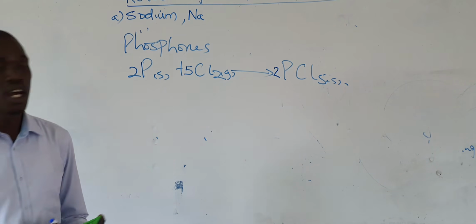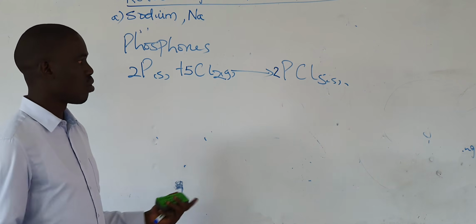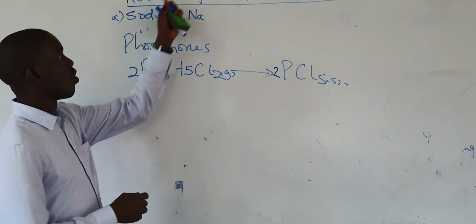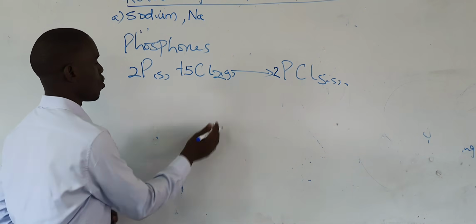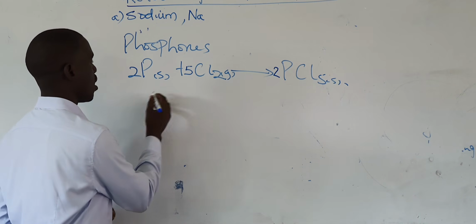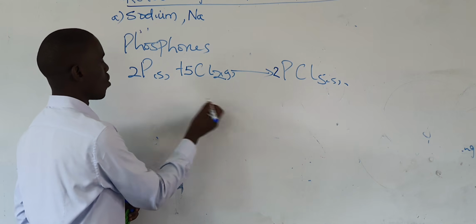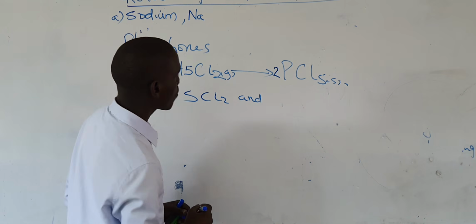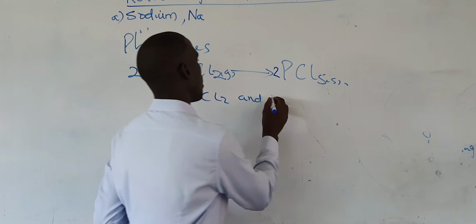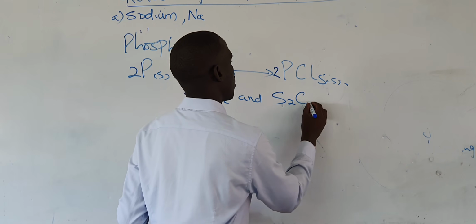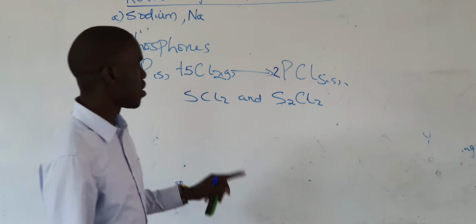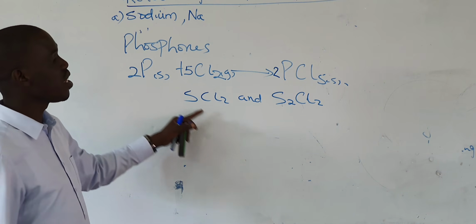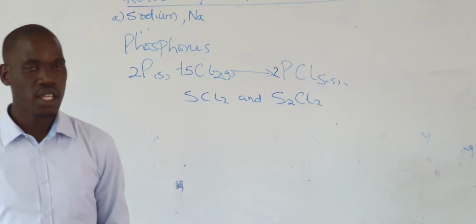For sulfur and argon, we are not going to focus much on them because of the syllabus. If you have sulfur and chlorine, the compound formed is disulfur dichloride, S2Cl2. These are other chlorides of period 3 elements, formed when chlorine reacts with sulfur.